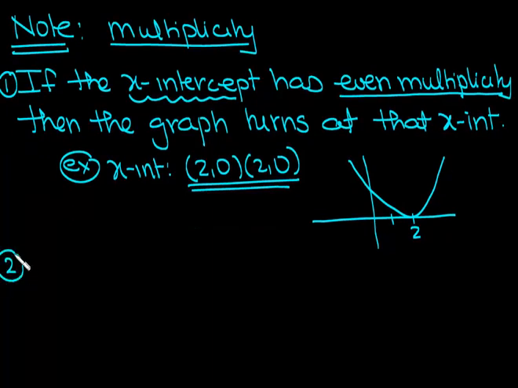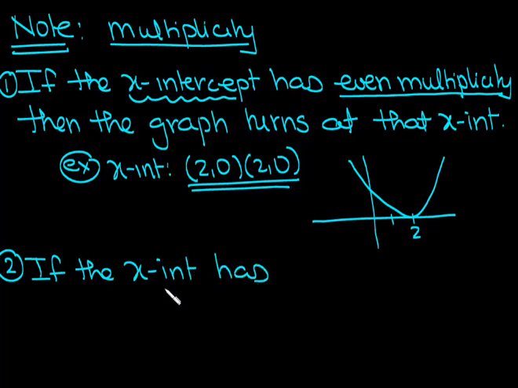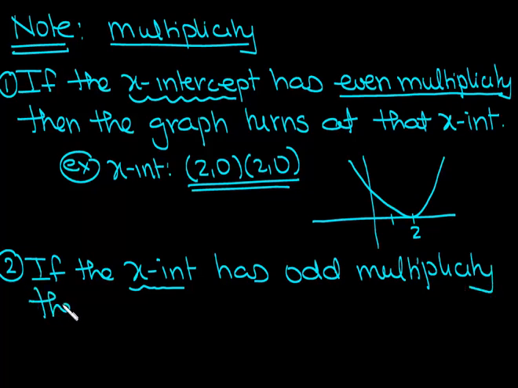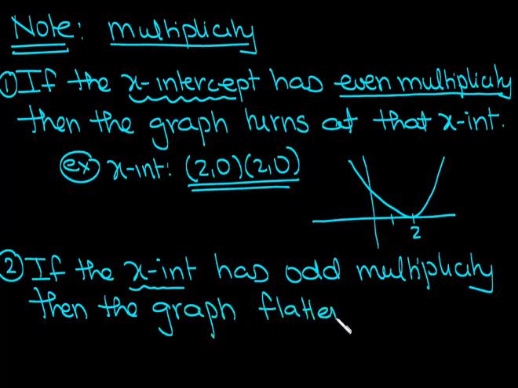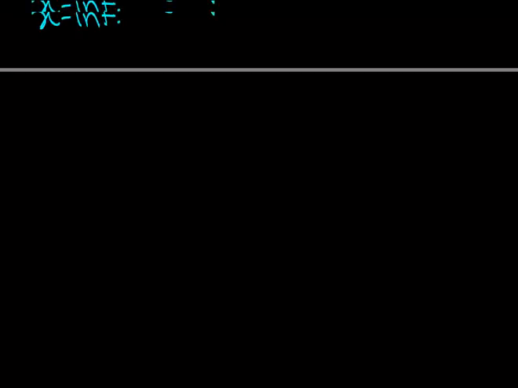Now what happens if it has odd multiplicity? If the x-intercept has odd multiplicity, then the graph flattens at that x-intercept. So in that case the graph will flatten there.